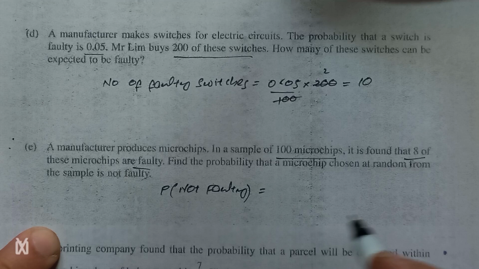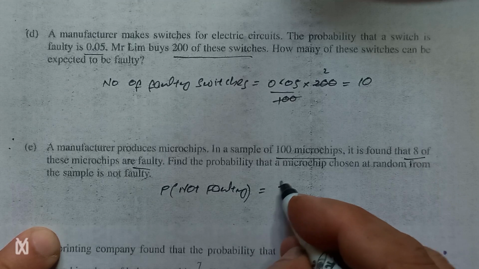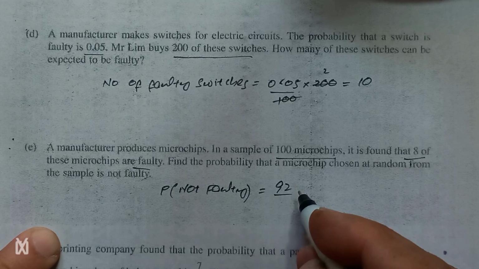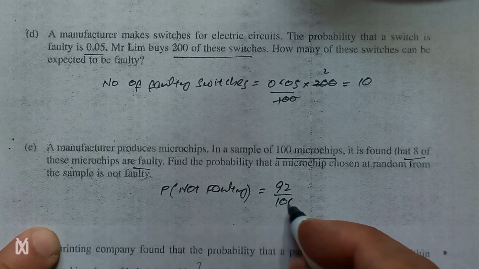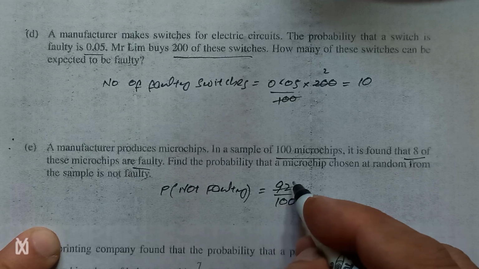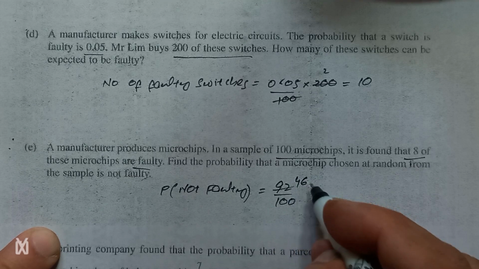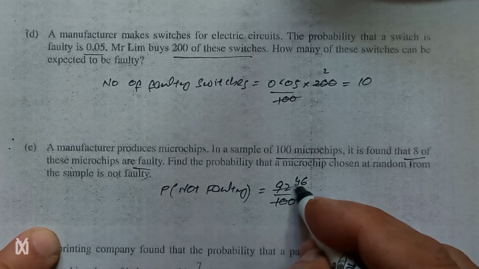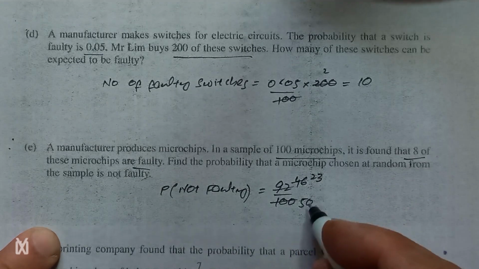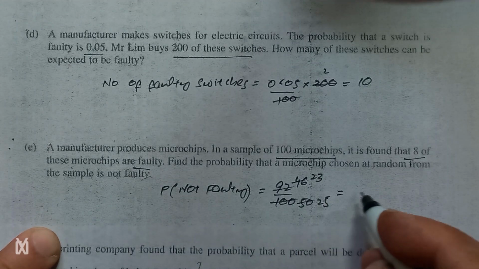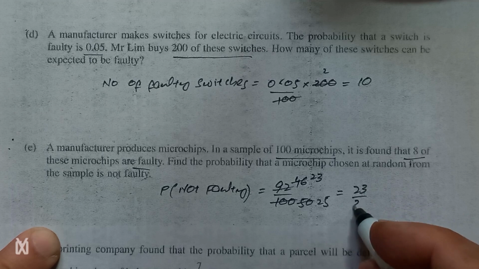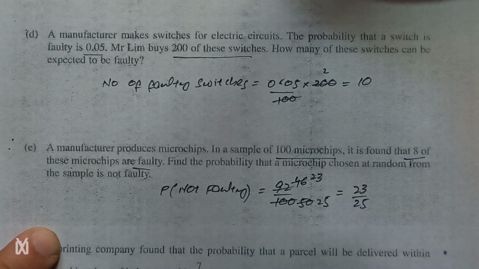So if there are 8 faulty, it means there will be 92 not faulty. In total, there is 100. So after solving it, 2 fours are 8, 2 sixes are 12, 2 fifties are 100, and then 2 twos are 4, 2 threes are 6, 2 twenty-fives are 50. So 23 by 25 is the answer.